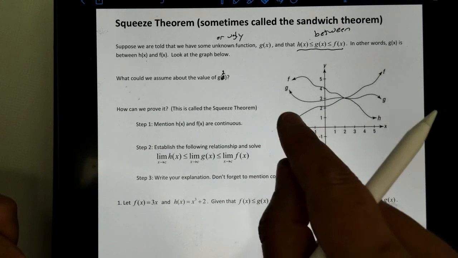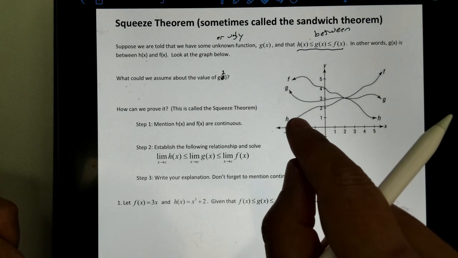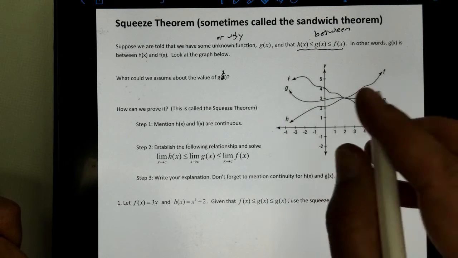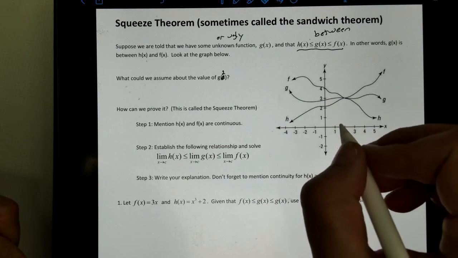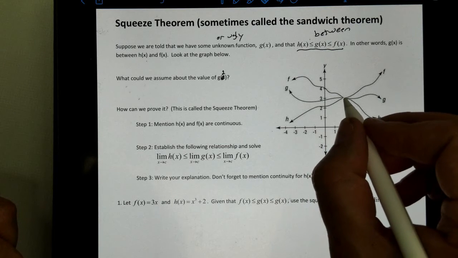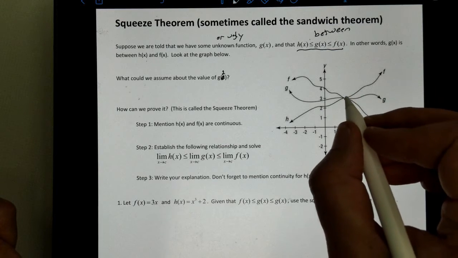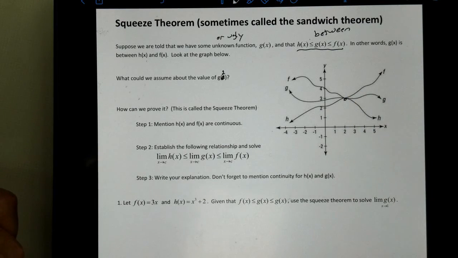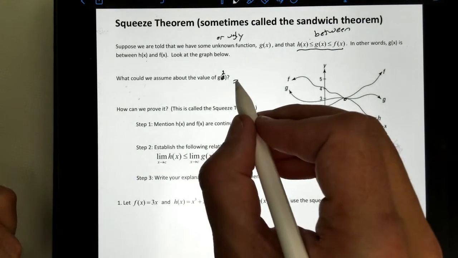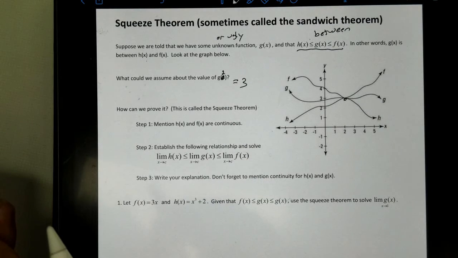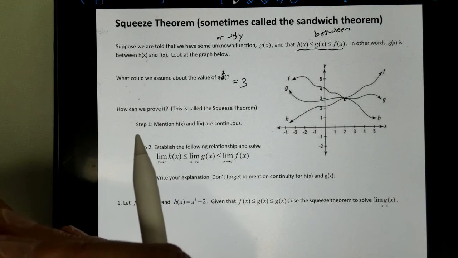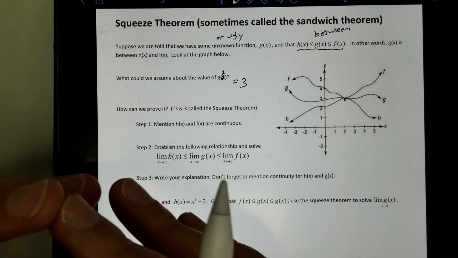Well, since g is always going to be between f and h, where f and h meet, we should assume that they all meet at the same place. So we could assume that g of 2 has to equal 3. Now, how can we prove it? This is called the squeeze theorem.